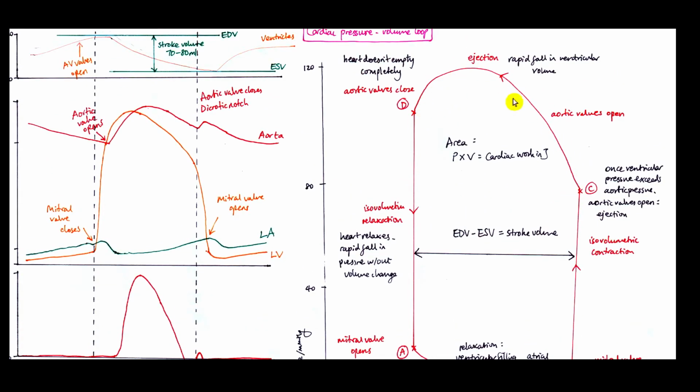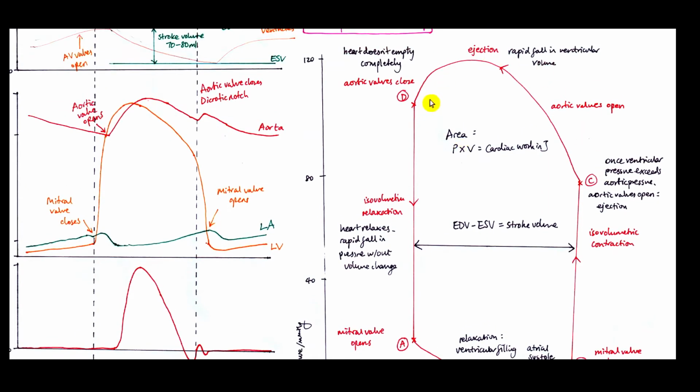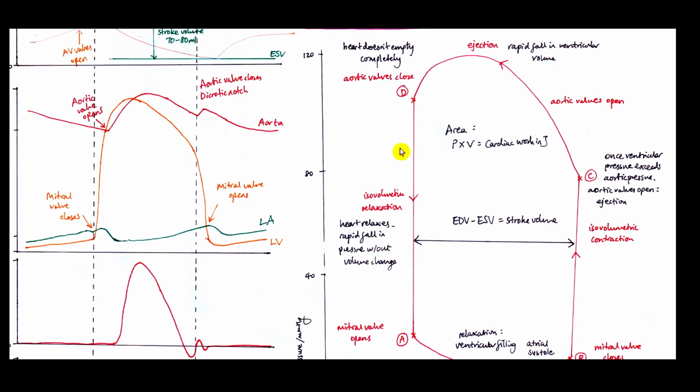There's a rapid fall in ventricular volume, and the aortic valves open, whereas there is quite a big change in pressure as well. So the pressure increases as the volume decreases. The heart doesn't empty completely, remember, so it always has around 40 or 50 milliliters left, which is end systolic volume. And then here the aortic valves close to prevent the backflow of blood that's been ejected.